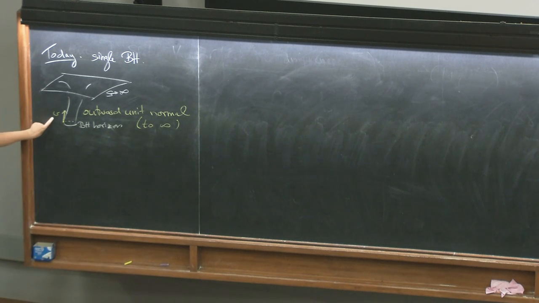So I'll say it again. For me, an outward unit normal to any surface in an asymptotically Schwarzschildian manifold will always point towards the infinity, not this way.